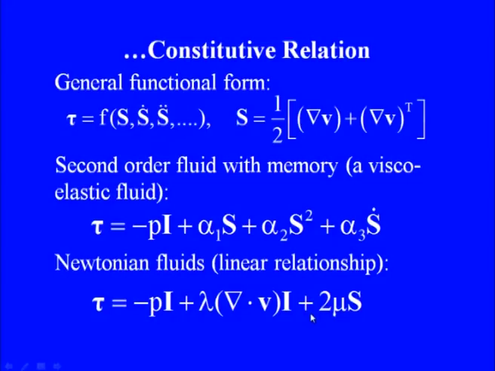For a Newtonian fluid, where we have a simple linear relationship between stress and the rate of strain, we get a fairly simplified relationship. How do we obtain this relation? Tau is equal to minus p I plus lambda times divergence of V into I plus twice mu times S. We will find it out.